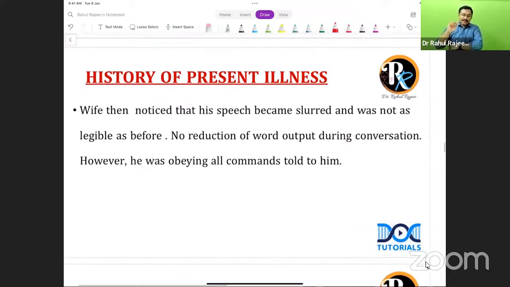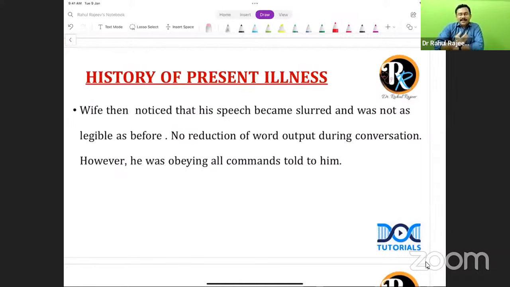History of present illness. The wife then noticed that his speech became slurred and was not as legible as before. There is no reduction of the word output during conversations. However, he was obeying all commands told to him. That is the next part. You tell me, what is the impression there? What is the impression from these symptoms?